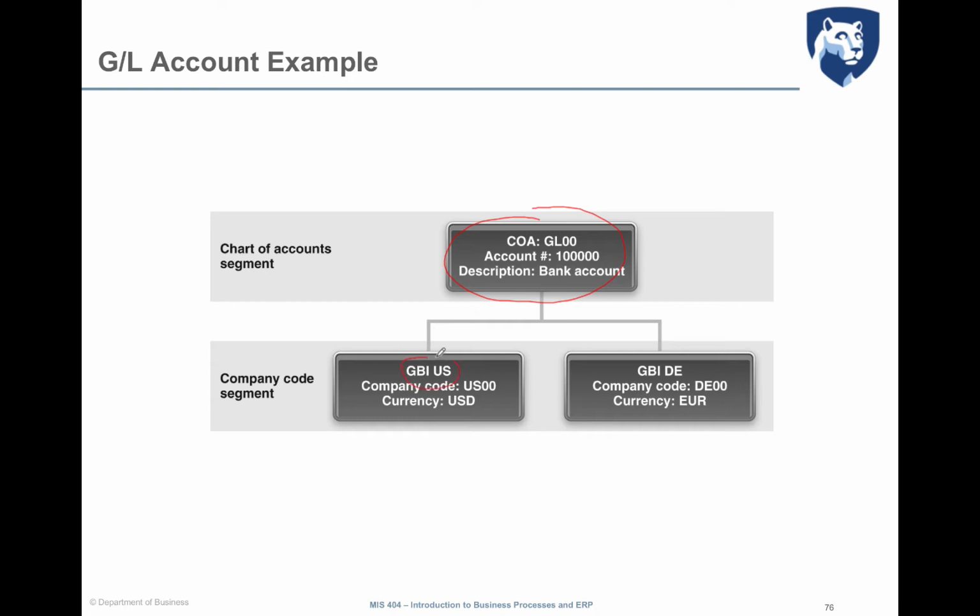So GBI US and GBI Germany, in contrary to what I told you before, but this is just an example, use just this chart of accounts in order to register their financial transactions. However, the chart of accounts segment indicates also that the bank account, which is the number of the bank account, is part of this chart of accounts, okay? And both GBI US and GBI Germany use this account, but the two companies use it in a different way. And this different way of using this chart of accounts is displayed in the company code segment.